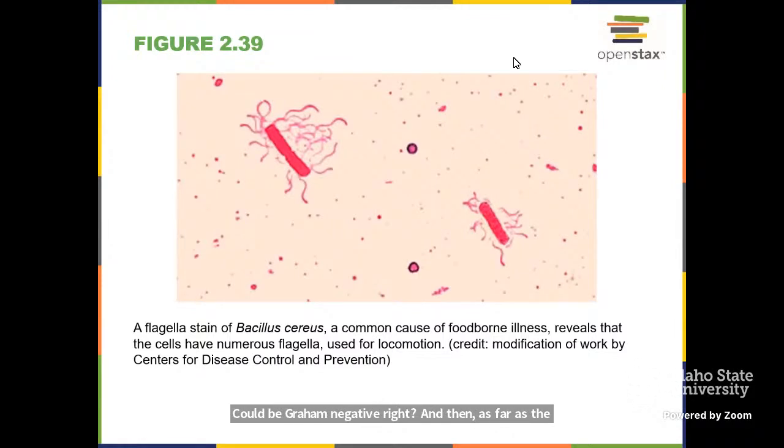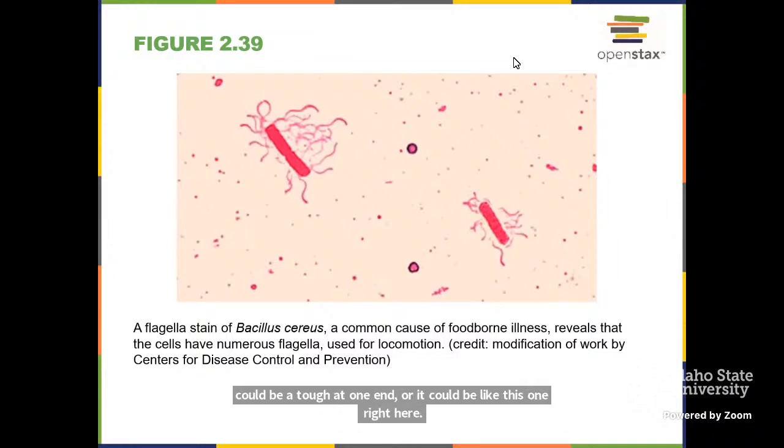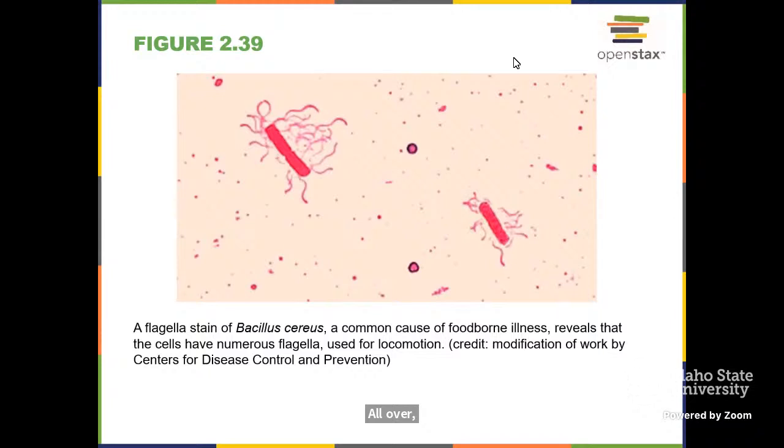It might be a single flagellum. It might be one on either end. It could be a tuft at one end, or it could be like this one right here, completely covered, like hair all over the place, all right? And there's different names for all of that. We're not going to go through that right now, all right?